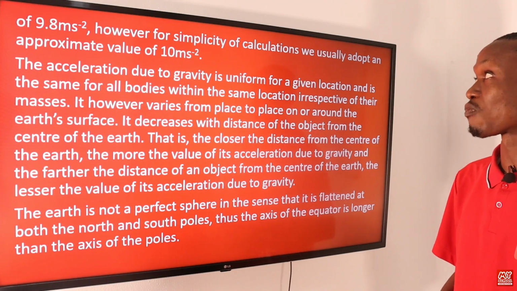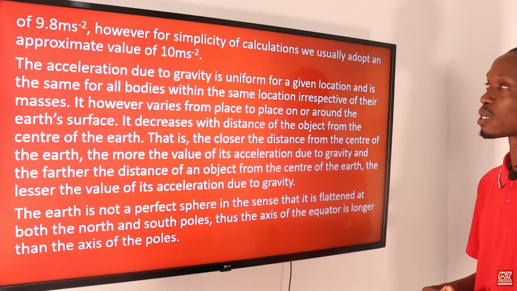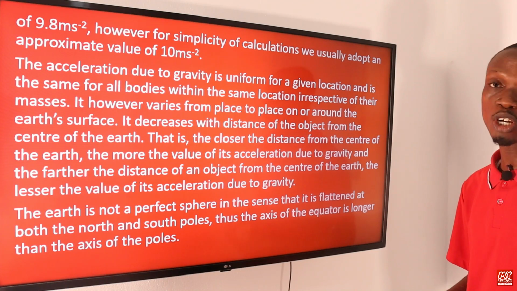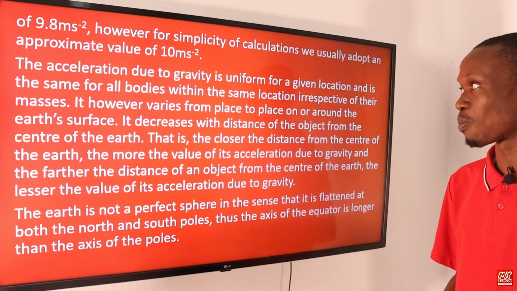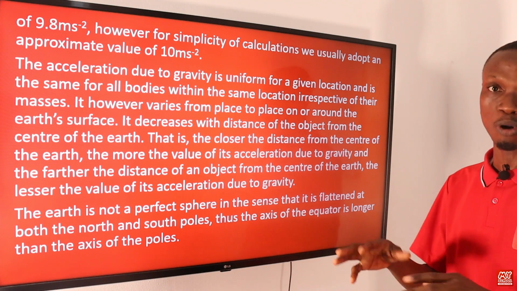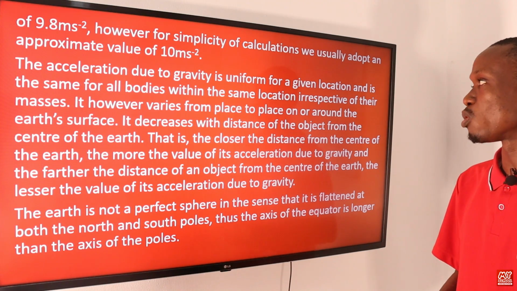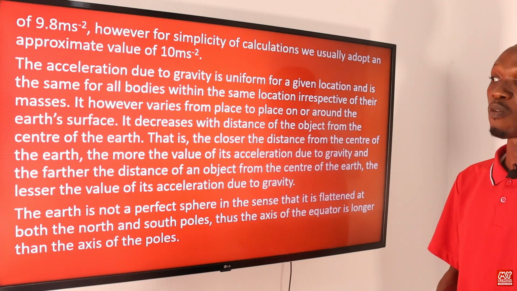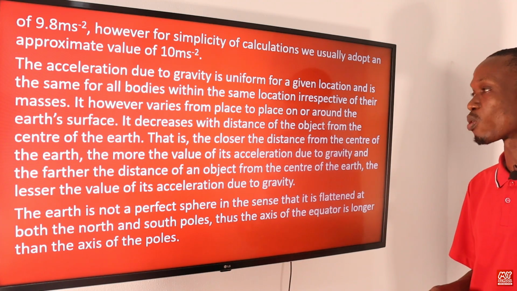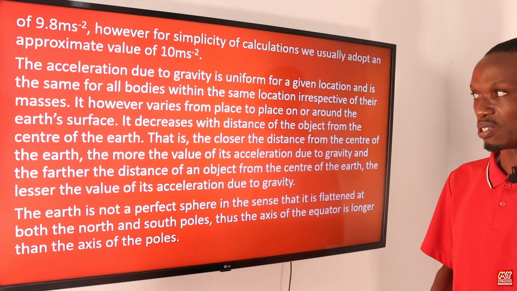However, for simplicity of calculations, we usually adopt an approximate value of 10 meters per second squared. The acceleration due to gravity is uniform for a given location and is the same for all bodies within the same location irrespective of their masses. It, however, varies from place to place on or around the Earth's surface.